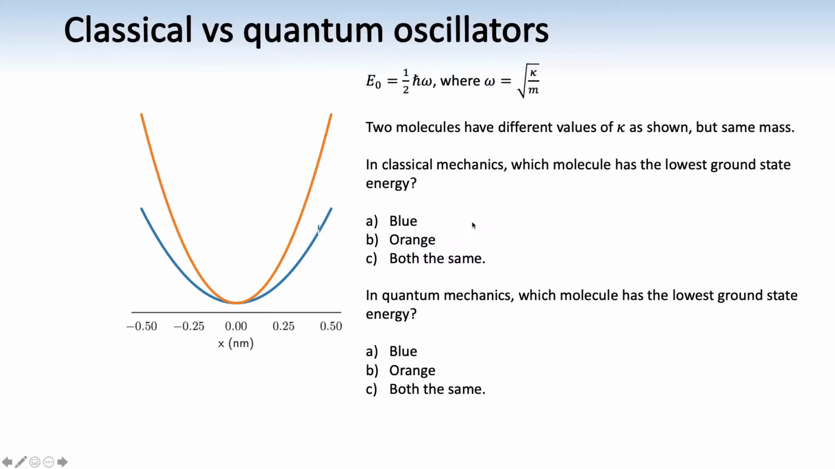So which one of these two do you think has a lower kappa? Well, the potential is 1/2 kappa x squared. So the larger the kappa is, the narrower the potential. In other words, as a function of x, the potential goes to larger values for lower x. So this has a smaller kappa, this has a larger kappa, which means that this is going to have a lower potential energy. So blue is the right answer.